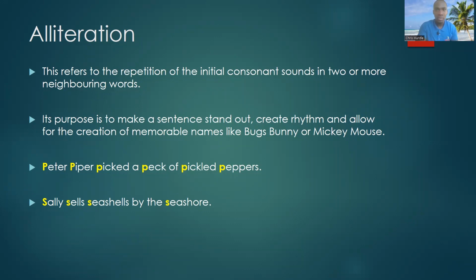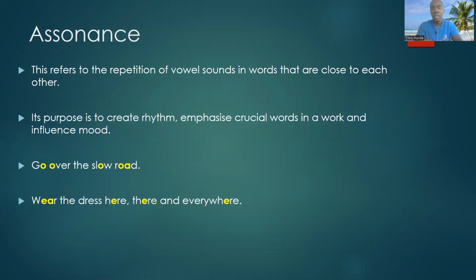So let's continue. Now we move on to a very similar concept known as assonance. Where this is different is that assonance involves the repetition of vowel sounds in words that are close to each other. So alliteration deals with initial consonant sounds. Assonance deals with repetition of vowel sounds. The purpose is going to be similar. It is used to create rhythm, emphasize crucial words in a phrase, and influence mood.